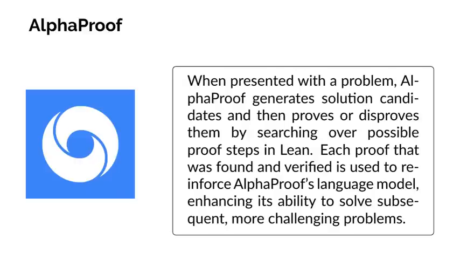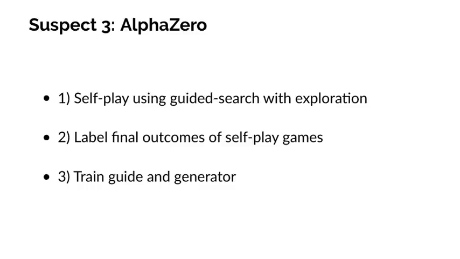Each proof that was found and verified is used to reinforce AlphaProof's language model, enhancing its ability to solve subsequent, more challenging problems. So, if you squint, this does seem rather similar to some of the language we saw in OpenAI's blog. So how might this work? Well, we're going to assume there's going to be some self-play, using some kind of guided search with exploration. We'll then label the final outcomes of these self-play games. We'll train a guide and generator and iterate.